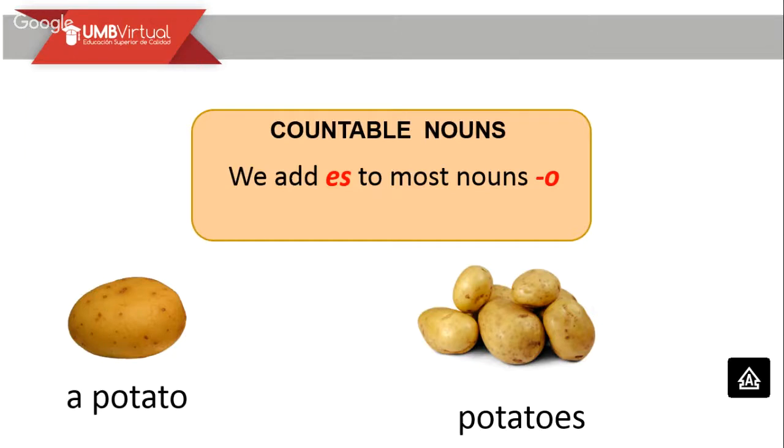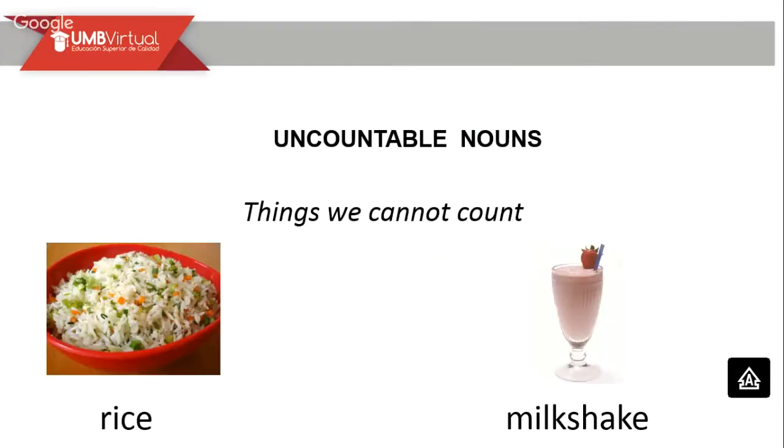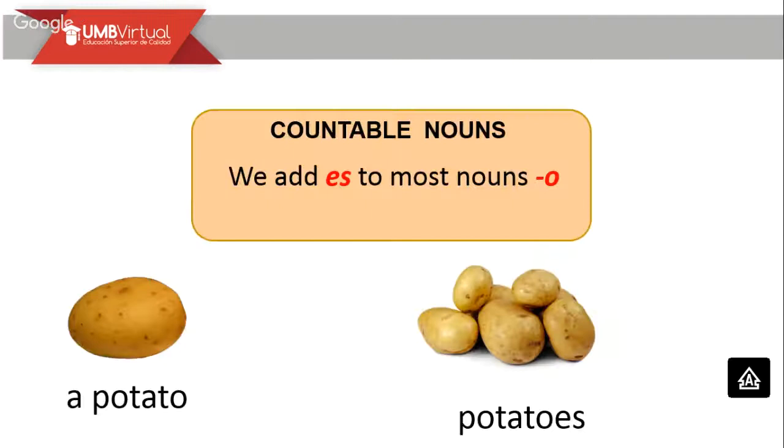That is very important to know, like in this case. So now, countable things, things that we can count: potatoes, we can count computers, chairs, classrooms, people, yeah?